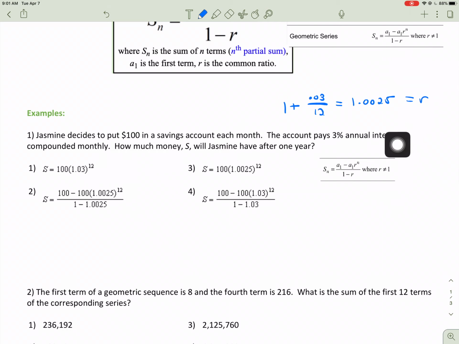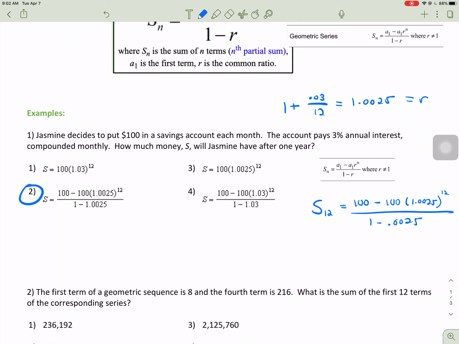So now we could just plug everything into this formula. The sum of the first 12 terms is going to equal 100 minus 100 times 1.0025 raised to the 12th over 1 minus 1.0025, which is choice 2. Now keep in mind, if you want to know how much money you have, the sum of the 12, you just put this in the calculator.